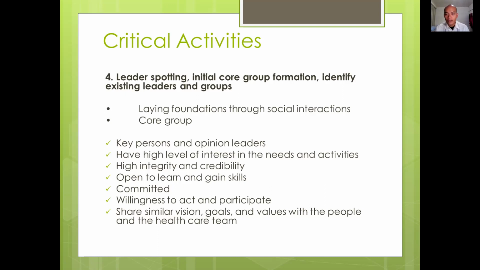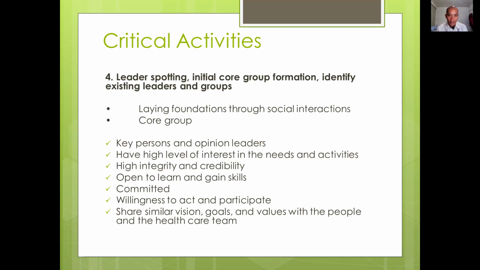Okay? So initial group, core group formation, meron dito yung mga grupo na magsasaka. Okay? Nung naglalakad tayo ng isang araw, nakita natin na magkakasama yung mga farmers. So these are groups that we can tap in the future. Identify existing leaders and groups. Okay, so laying foundations through social interaction. So nakikita mo who are the people you can use, who are the people who can help you, okay, in terms of your programs and activities, and forming your core groups.